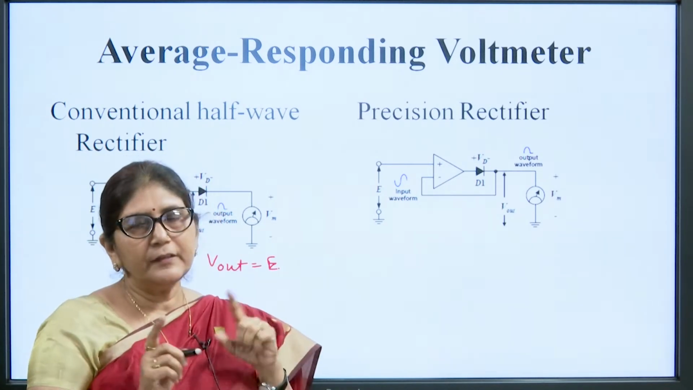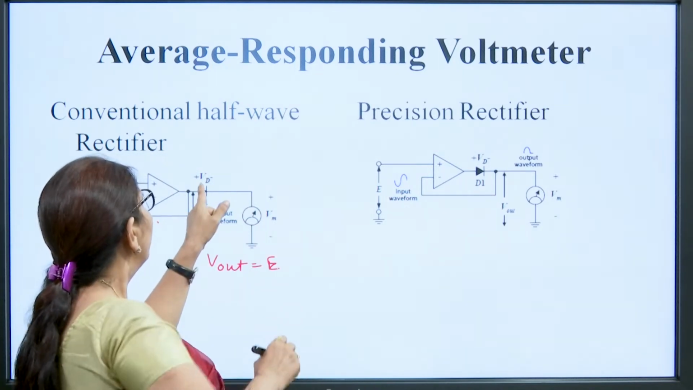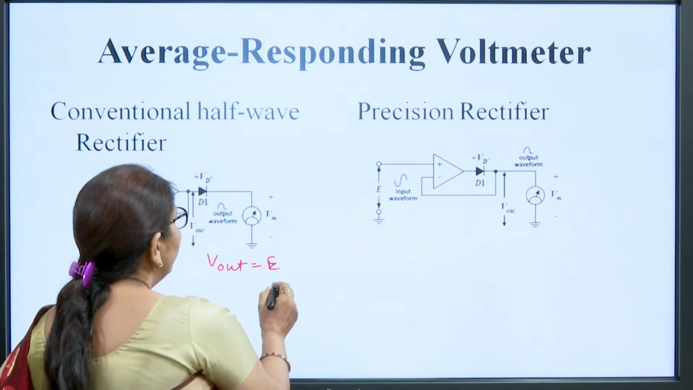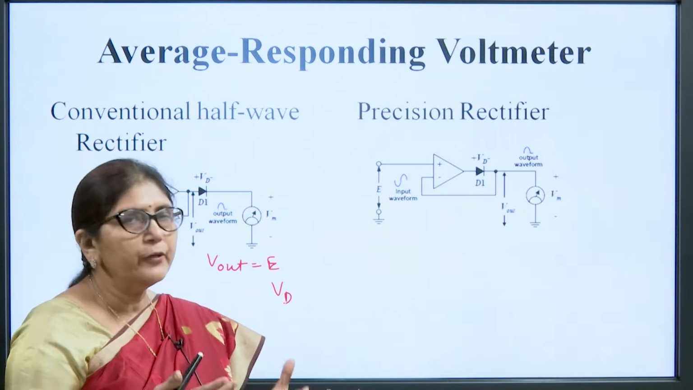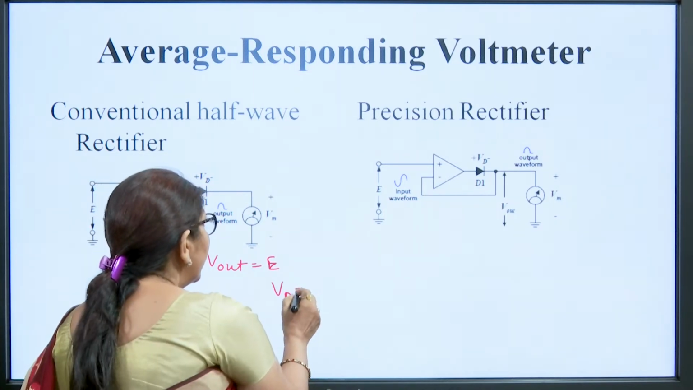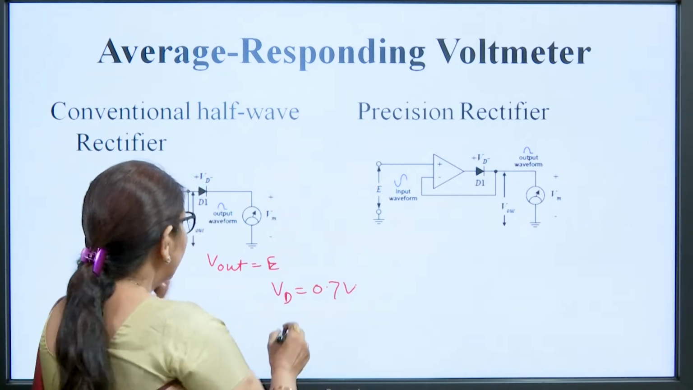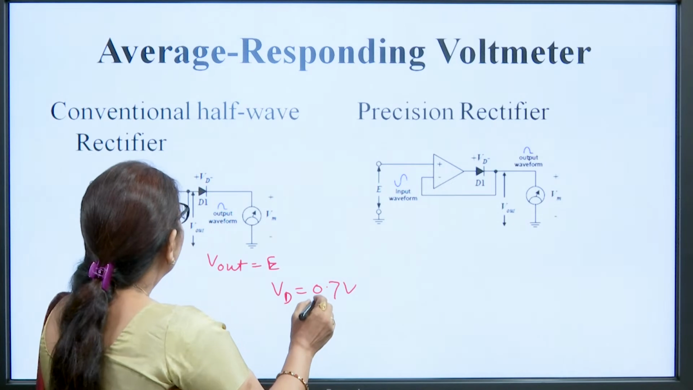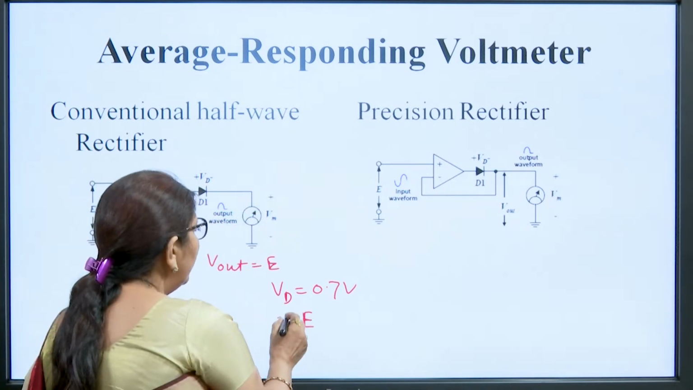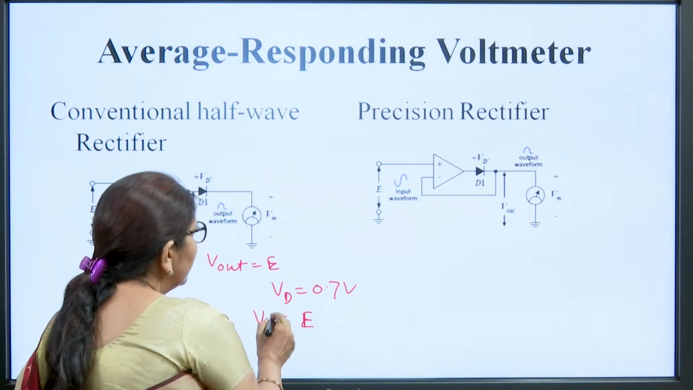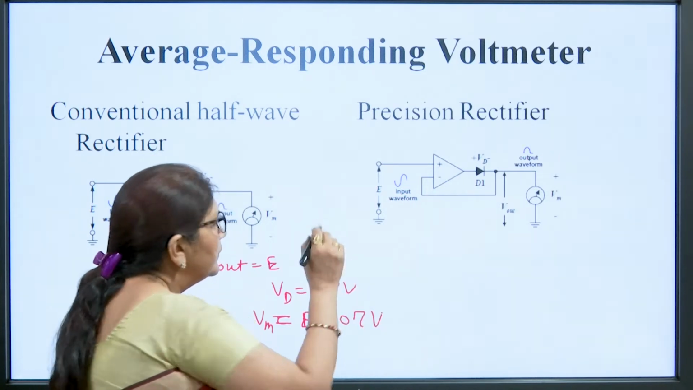Diode converts AC signal into DC signal, but what is the problem in this? There is a drop across the diode, that is Vd. Generally we use a silicon diode, which has a voltage drop of 0.7 volt. So, if the input voltage is E, the voltage after this diode, that is Vm, will be E minus 0.7 volt.